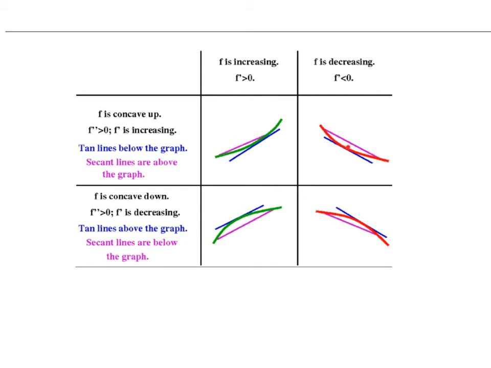If the function is decreasing, right, still concave up, both of these are concave up, then the tangent lines are going to be below, and that would be an underestimate. If it's concave down, either way, whether it's increasing or decreasing, the tangent lines are going to be above, and that would be an overestimate.